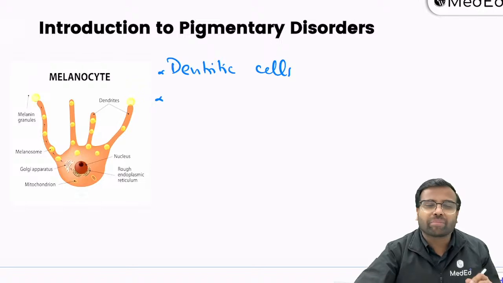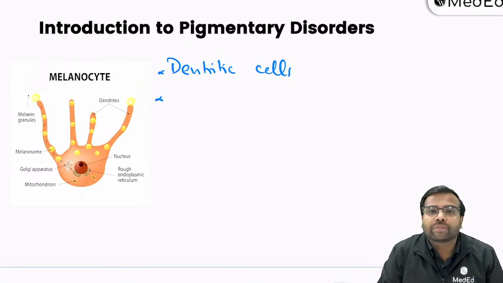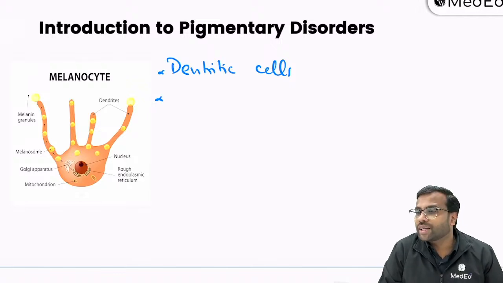And where is a melanocyte derived from? Is it derived from the ectoderm, the endoderm, the mesoderm, or the neural crest?